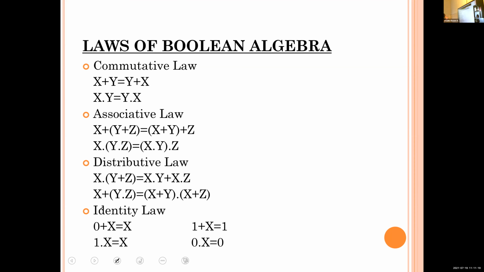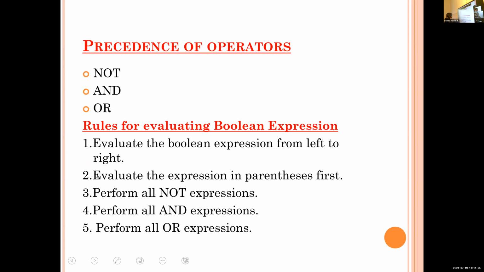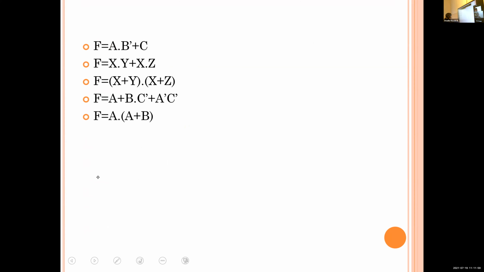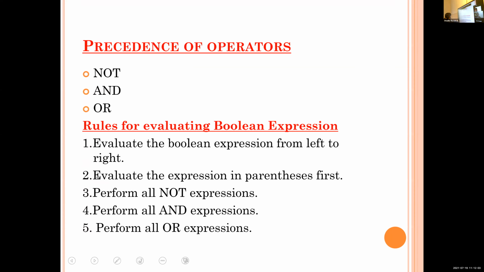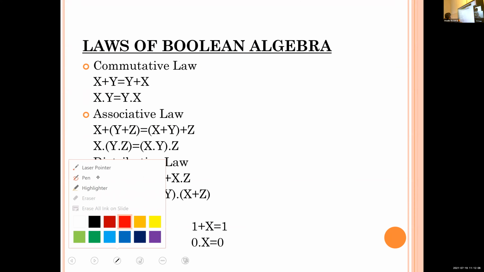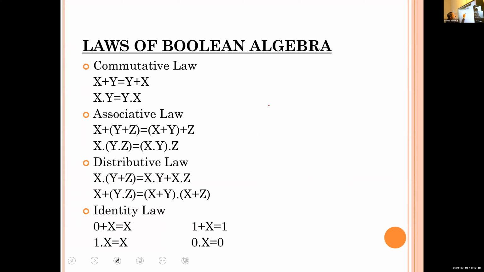Naveen, which are the inputs for x and y? It is same as A and B. Two inputs are there, Naveen. It is x and y.